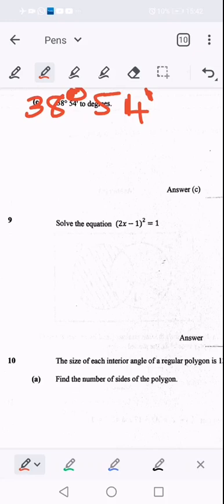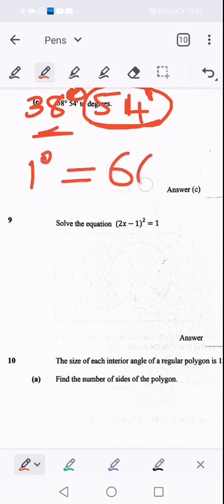So we already have 38 degrees. So we want to work on this one. We want to convert these minutes into degrees. So you need to know the conversion of minutes to degrees. You need to know how many minutes are in 1 degree. So 1 degree is actually 60 minutes. Yeah, 1 degree is 60 minutes.